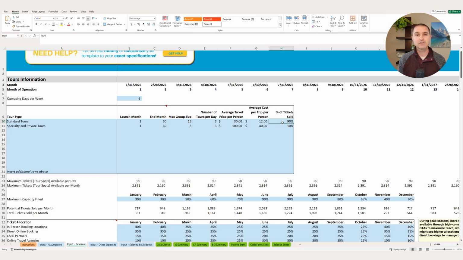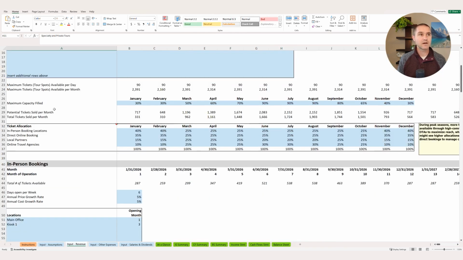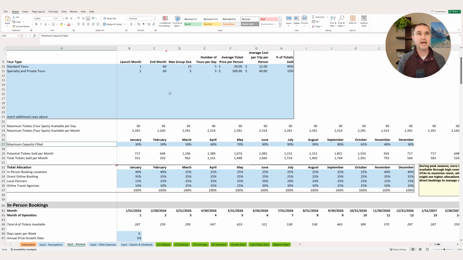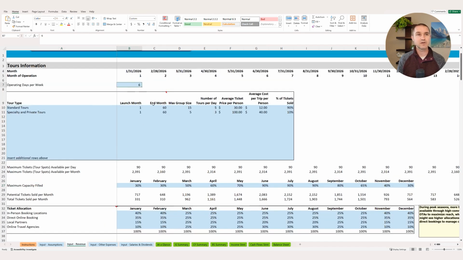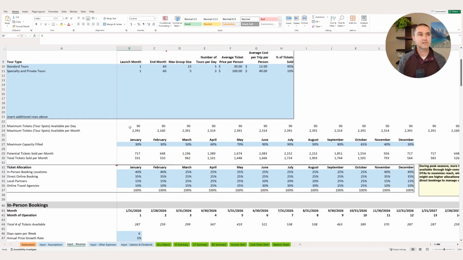So we're saying 90% of our tickets sold are the standard tour, 10% are specialty or private. From there, we can set a percentage of capacity filled, right? So we've got the capacity set up based on the 6 days a week and the number of tours per day. So that tells us here our maximum spots available per day is 90 based on those assumptions. And we're saying in January, we're going to be 30% full.